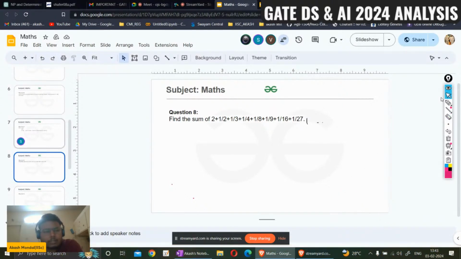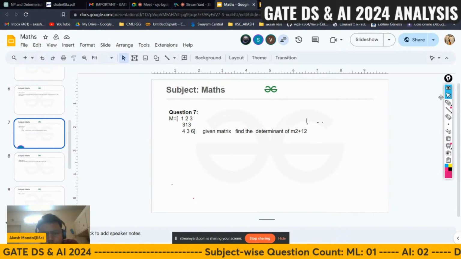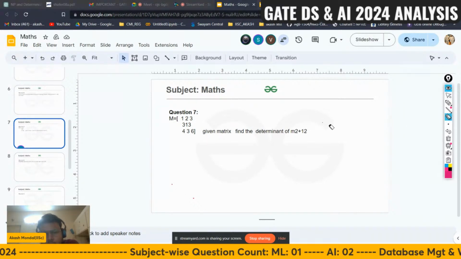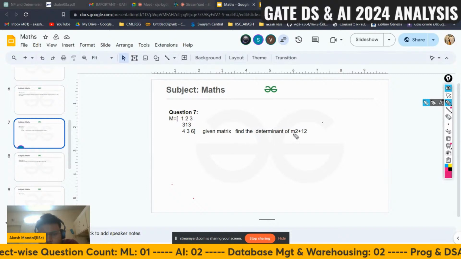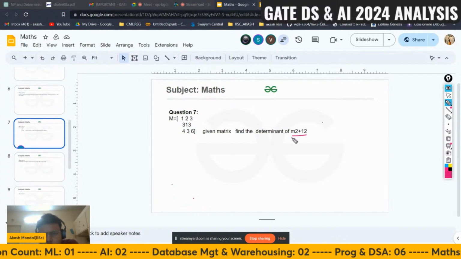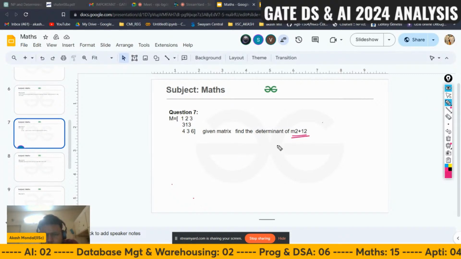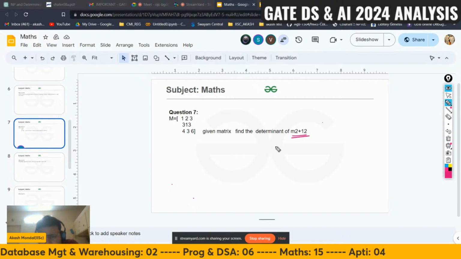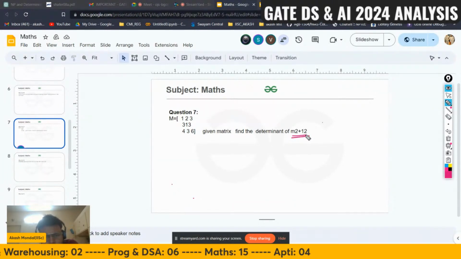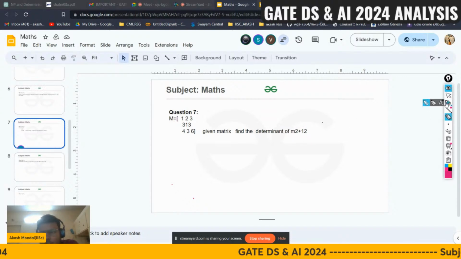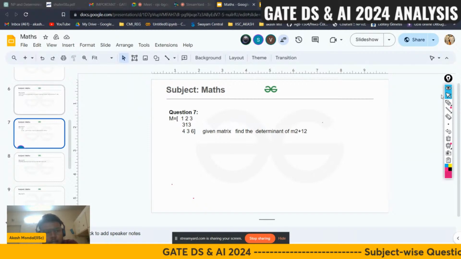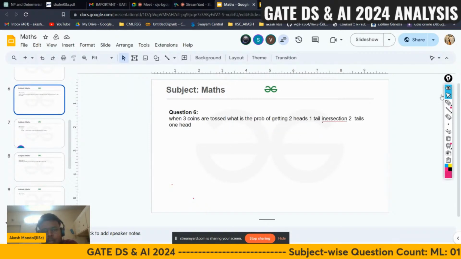Let's take the next question, which is about a matrix. Here they are asking you to compute the determinant of M square plus 12. All right, find the determinant of M square plus 12. I think this question has a problem. It should be 12I or something. So I will check and will solve. So let me just take that. Okay.